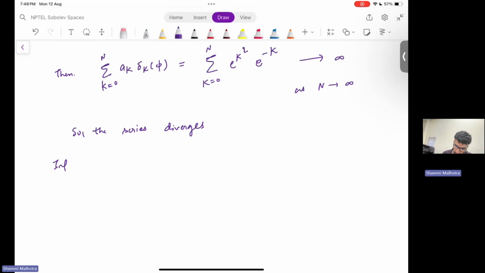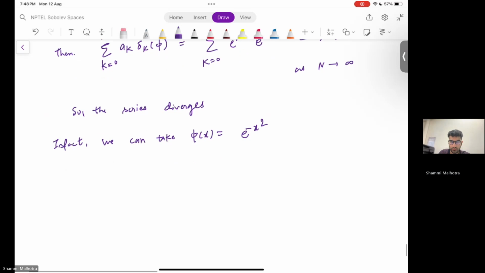In fact, if you don't like this construction, we can take phi x equal to e to the minus x square, and that will actually give me this finite 1, 1, 1, 1, 1, and that is not convergent. So with this, we see that there are actually series which are not convergent in this space of tempered distributions.